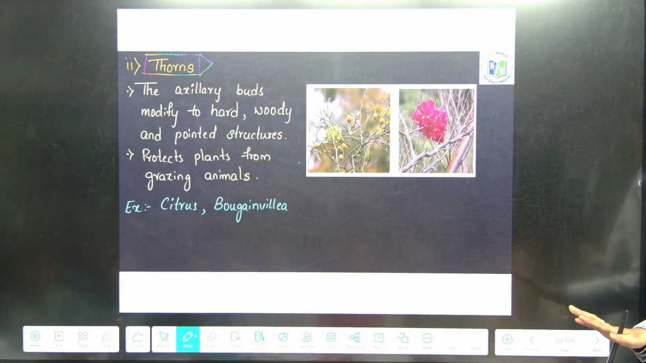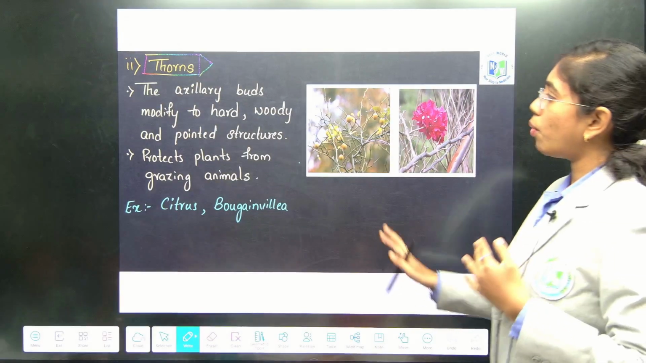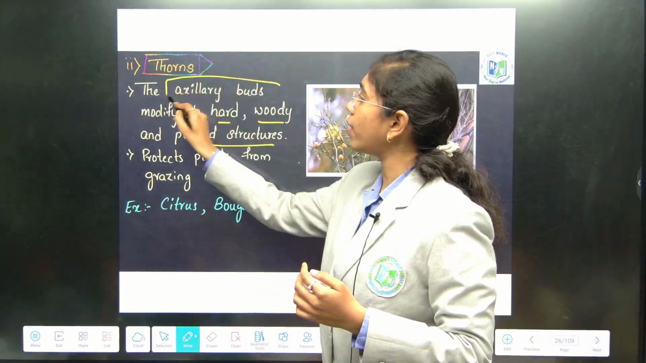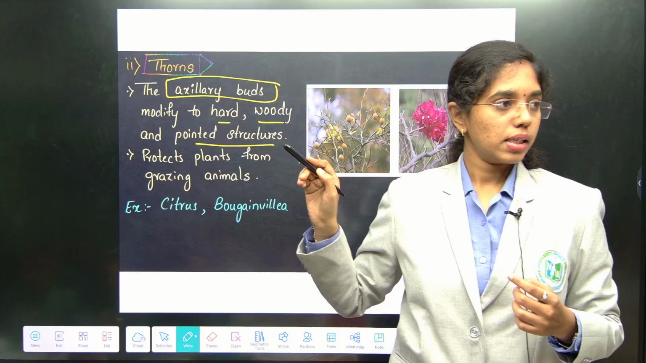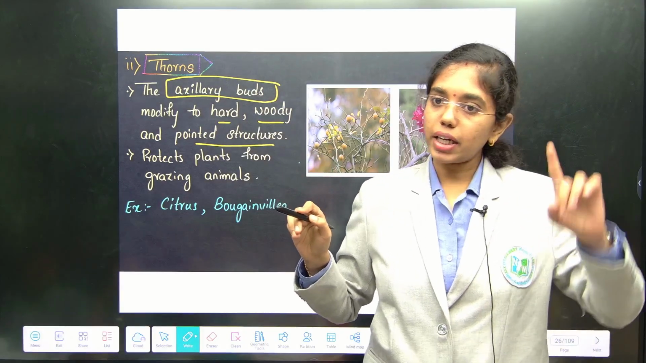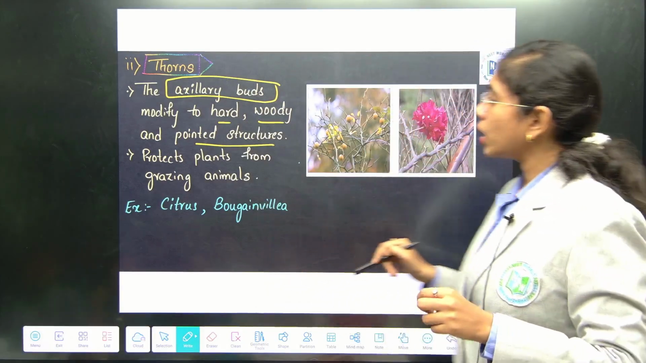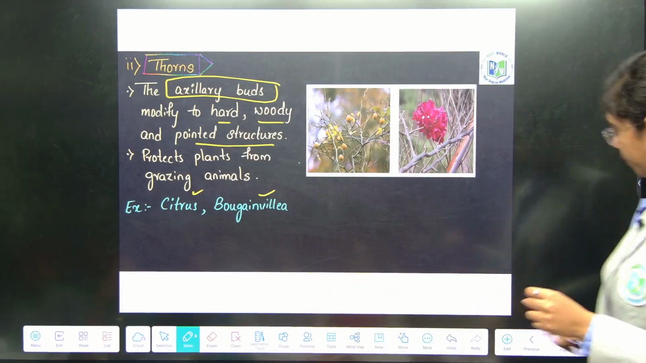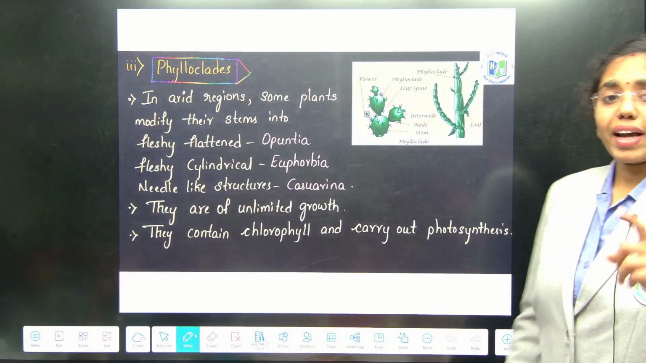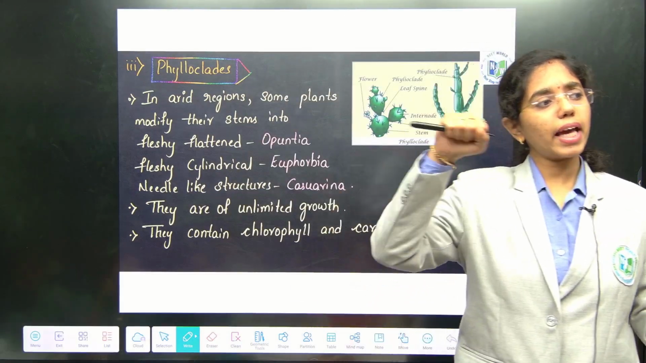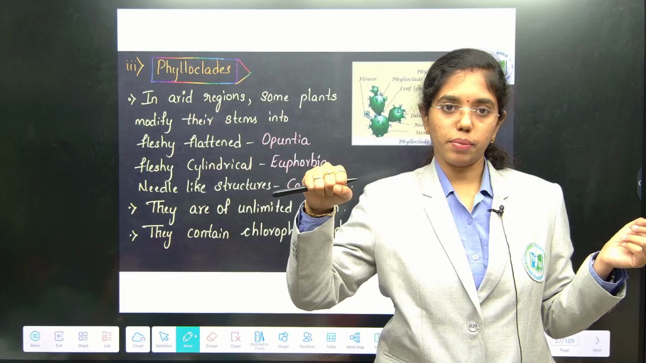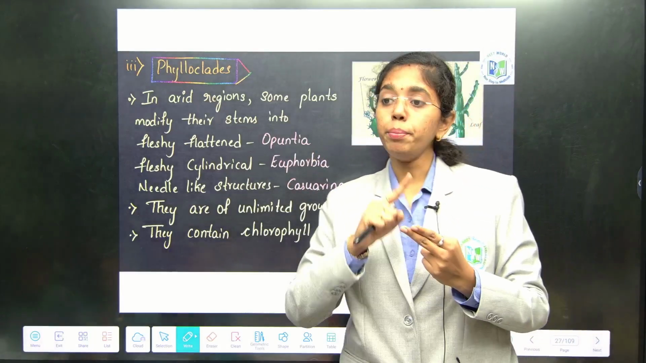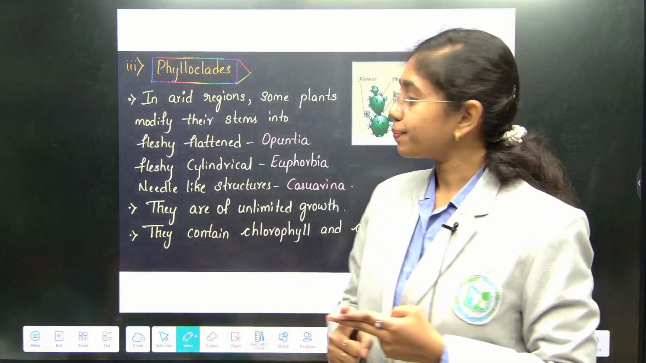Then, thorns. Axillary buds modified to hard, woody, pointed structures. Here also what is modifying? Axillary buds. Buds are only modifying, be it in stem tendrils or thorns, into pointed structures. Examples include citrus and bougainvillea. Why stem tendril modification? To give mechanical support to the main stem. Why thorn modification? To protect the plant from predators like herbivores.